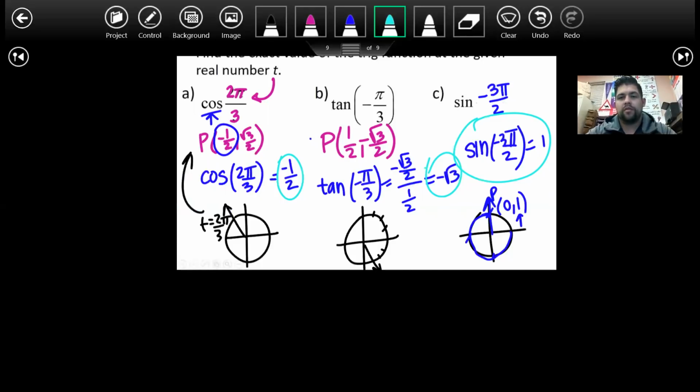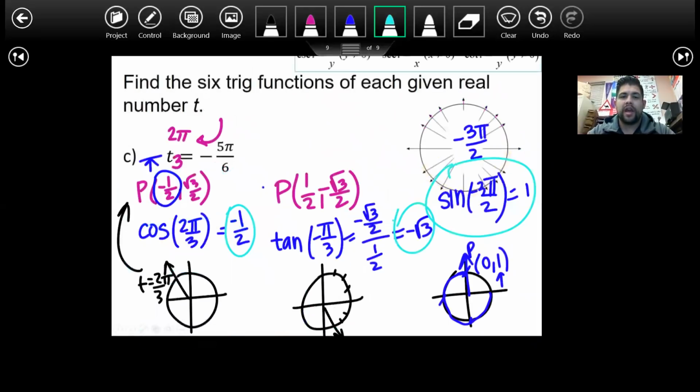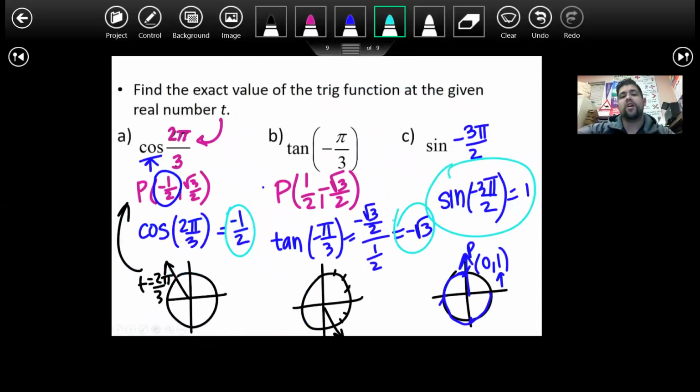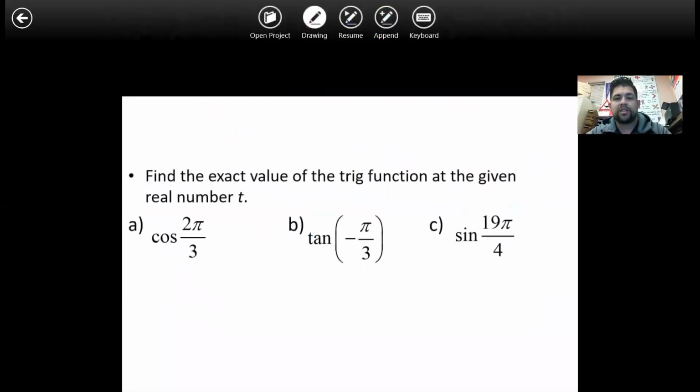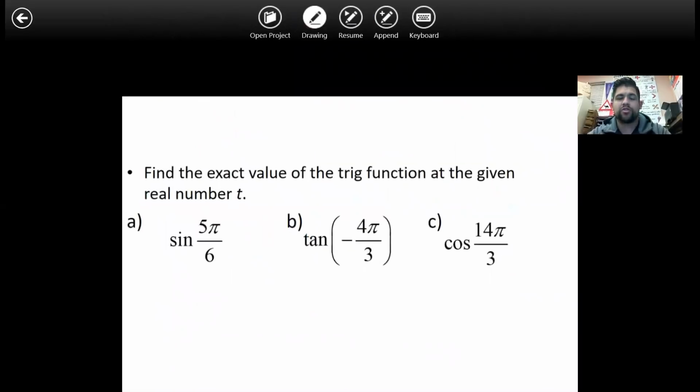So we've looked at terminal points, how cosine is associated with x, sine is associated with y, and tangent is the ratio of y over x using these points. So we can actually look further, and again, I would try these ones out. You guys can do these later. But let's keep on going with this.